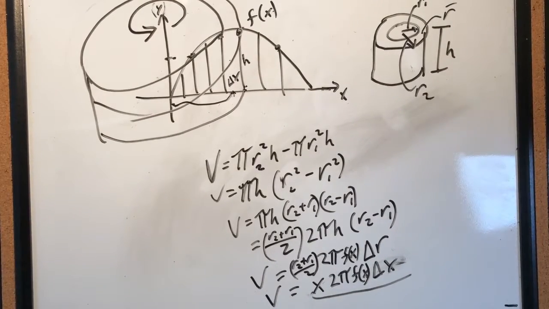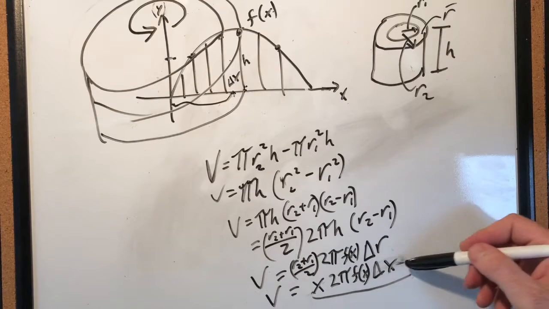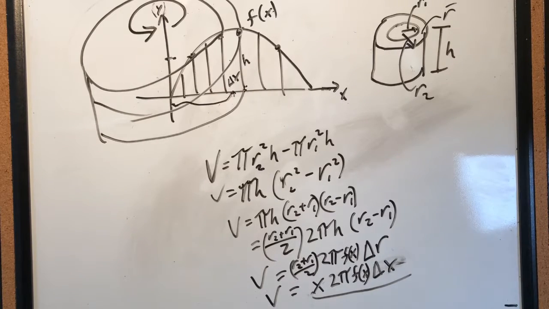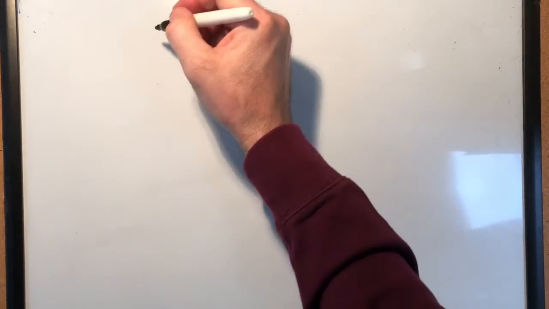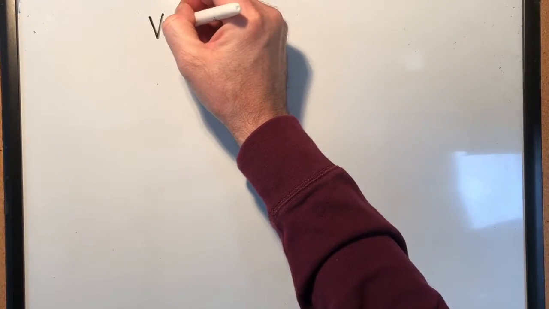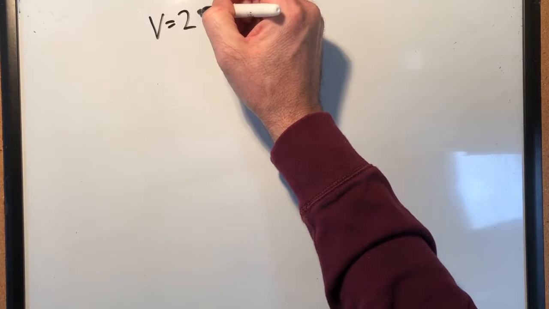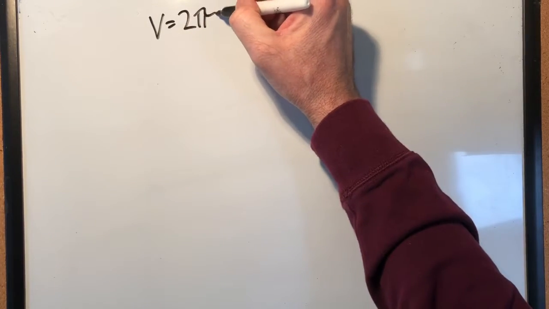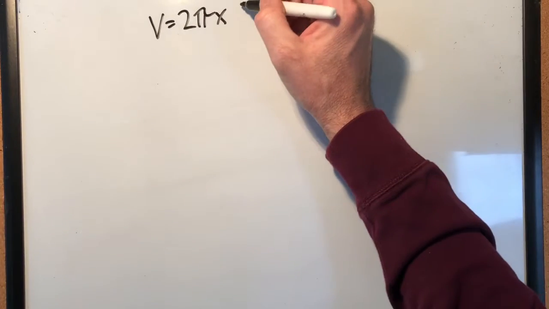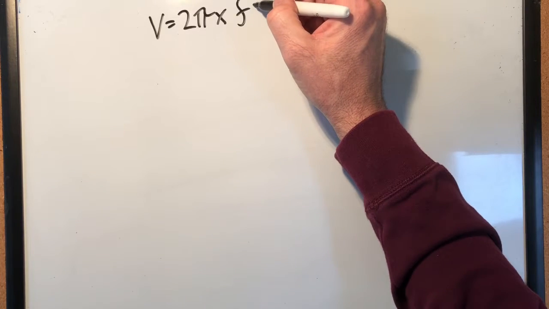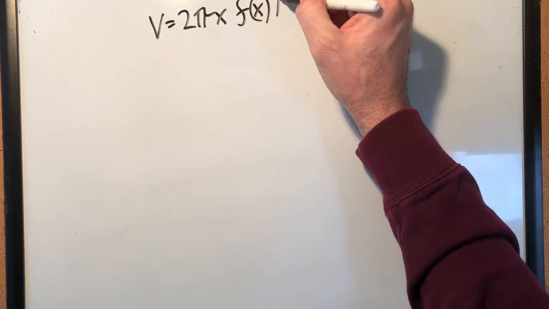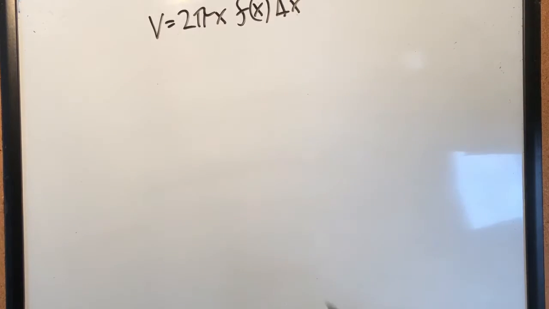Okay, so continuing to look at this problem now, I'm going to start right here and say, okay, it looks like I've made everything completely worse, but I'm going to make it make sense in just a second here. So let me put the next board on and start with that equation again. V equals 2 pi times x, right? And then the function of x, and then delta x.